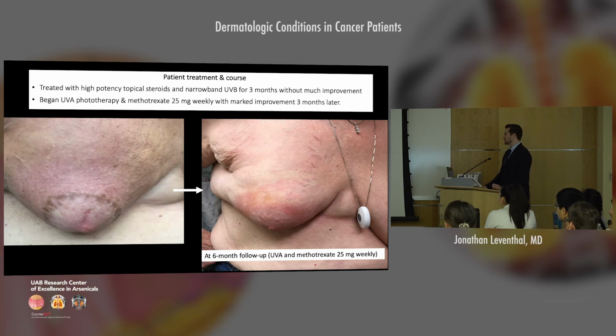3 months later, when we saw her back in clinic, her breasts were much softer. As you can tell, this thickening sclerosis was a lot softer. Her symptoms felt a lot better. So she had a great response. She was able to stay on UVA phototherapy, I think like once weekly maintenance, and methotrexate, and she continues to do very well. Her breast cancer remains in remission.